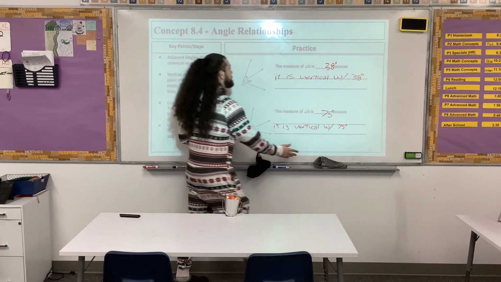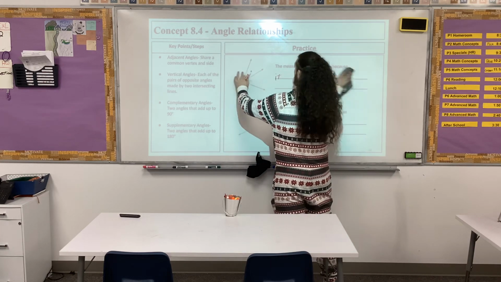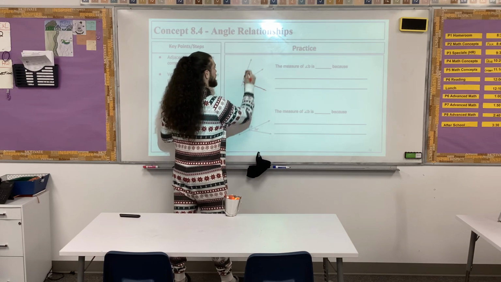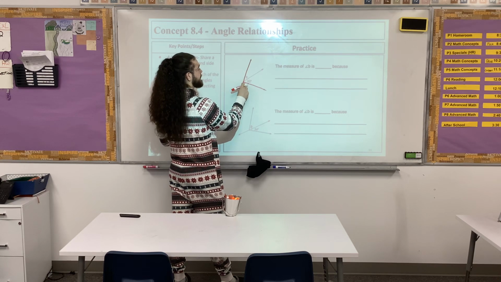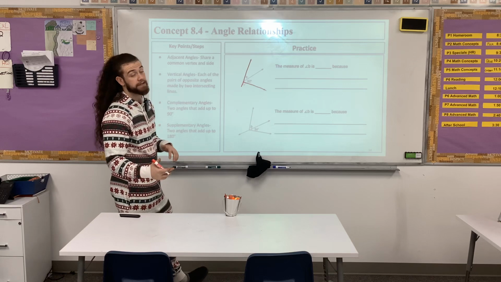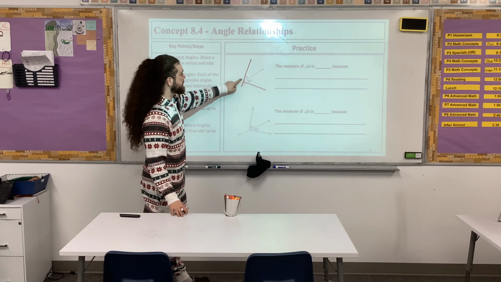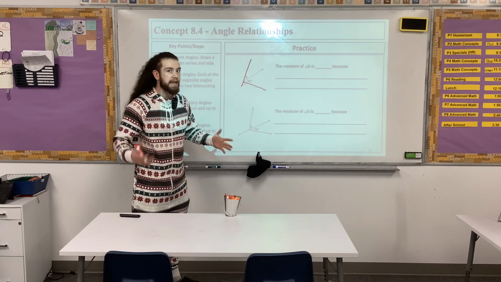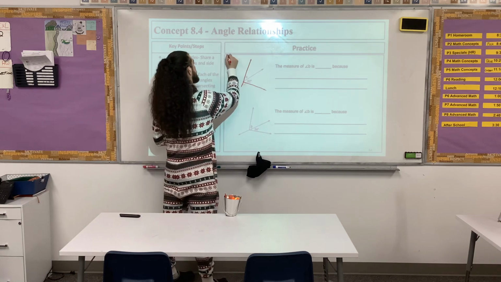Looking at this next one, I know that these two lines are perpendicular, right? I know that they're perpendicular because it tells me I have 90 degrees right here. If I have a 90-degree angle, I have it on all of the angles for those perpendicular, intersecting lines. So these two angles give me 90 degrees, a right angle. Complements are always right. So these two angles add up to 90 degrees.